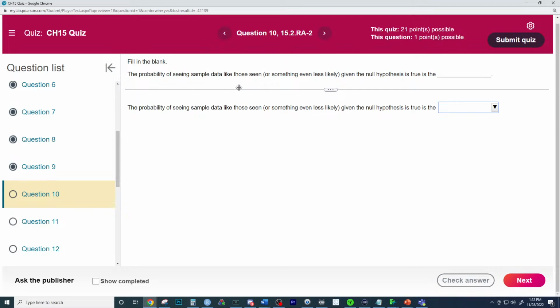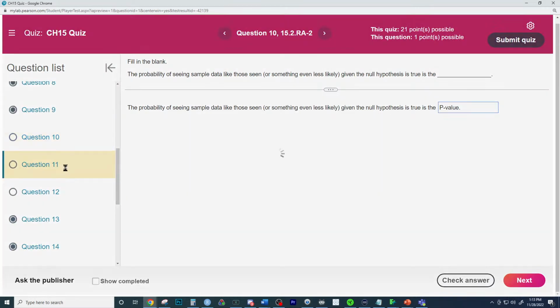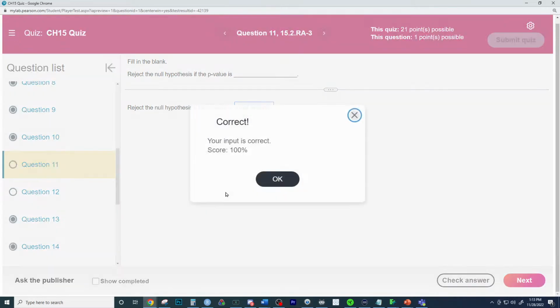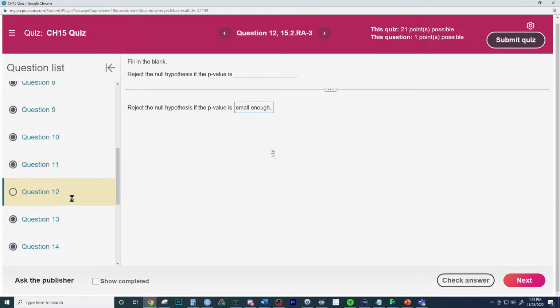The probability of seeing sample data like these or something more extreme, given the null is true, is a p-value. P-value is the probability of our results or results more extreme given the null is true. Rejecting the null hypothesis means the p-value is less than alpha. It's small enough, which is smaller than alpha. They should have said less than alpha. That'd be a better way of stating it.